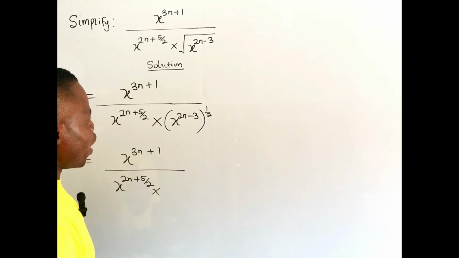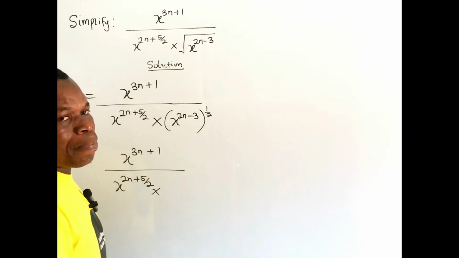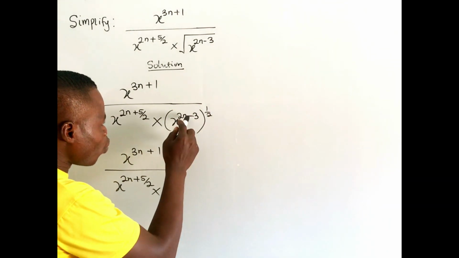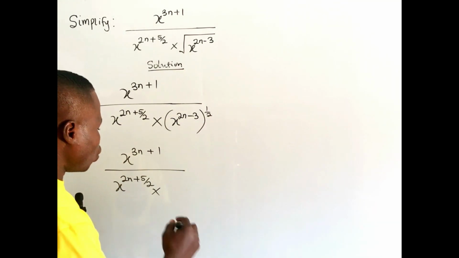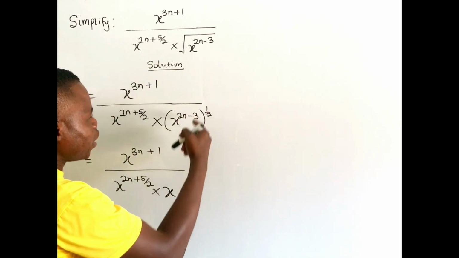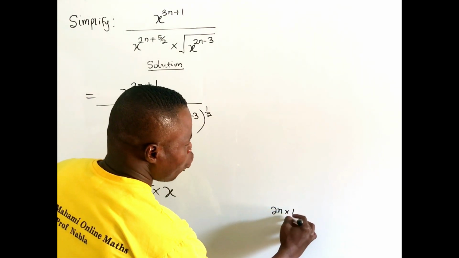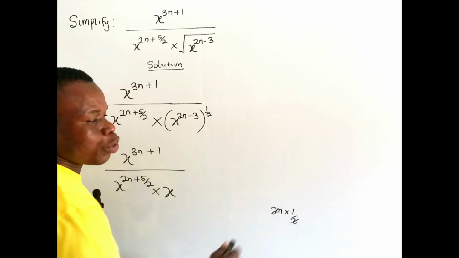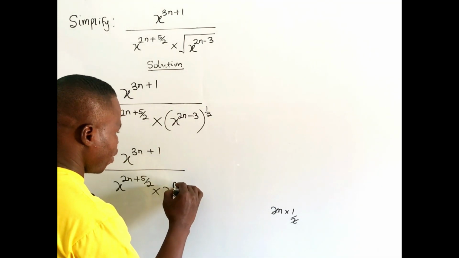multiplying. Here, you can see that this is a power. This one is another power. And this bracket means multiplication. We are going to multiply this power against this power. So to do that, I'll have x exponent 2n times half. It will look like this, 2n times 1 over 2. This 2 will cancel this 2. I will now have n times 1. And this will give me n. So that will be n here.